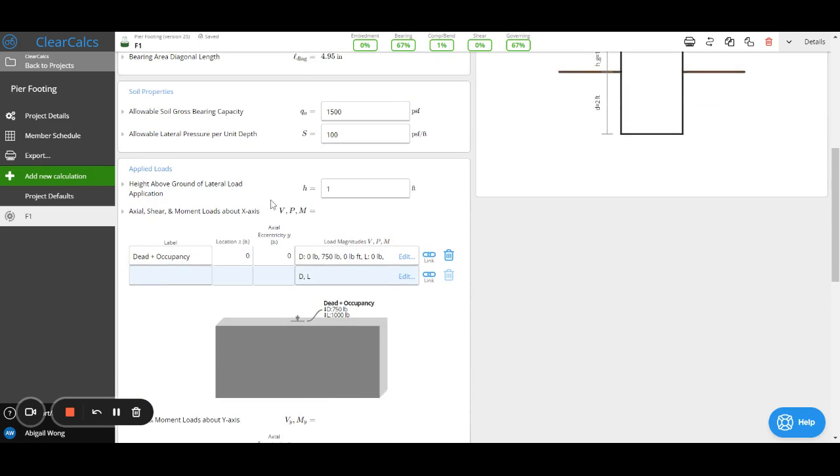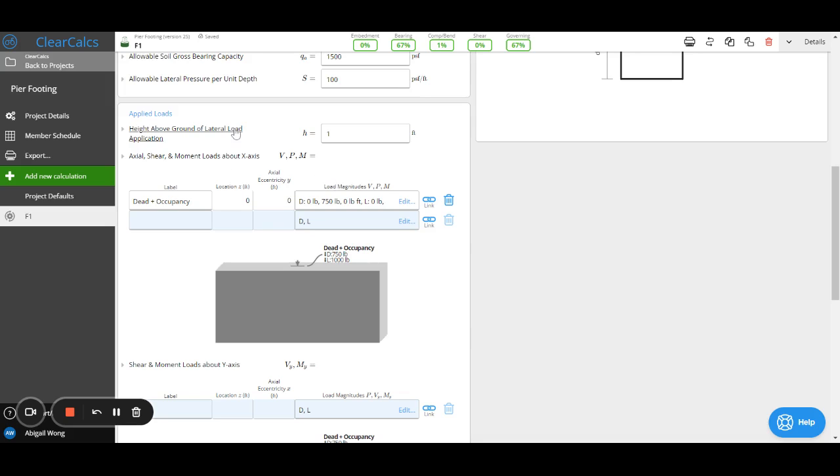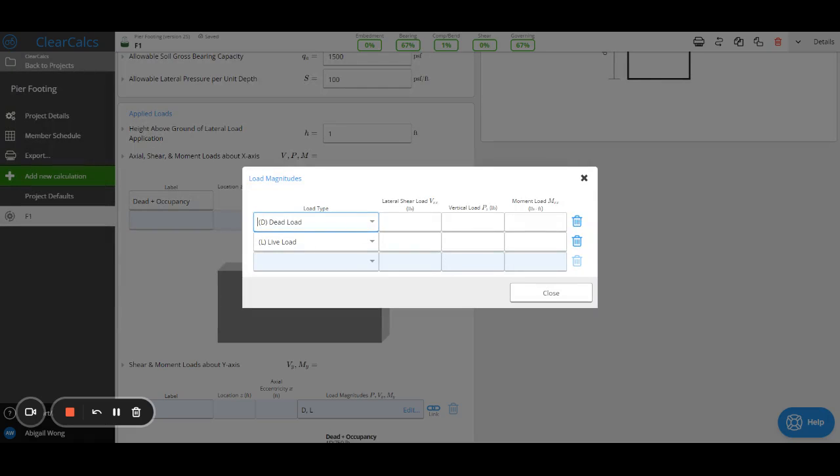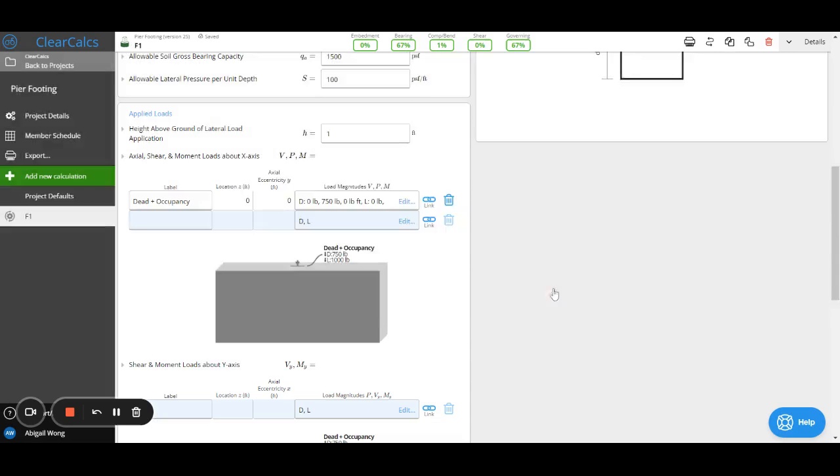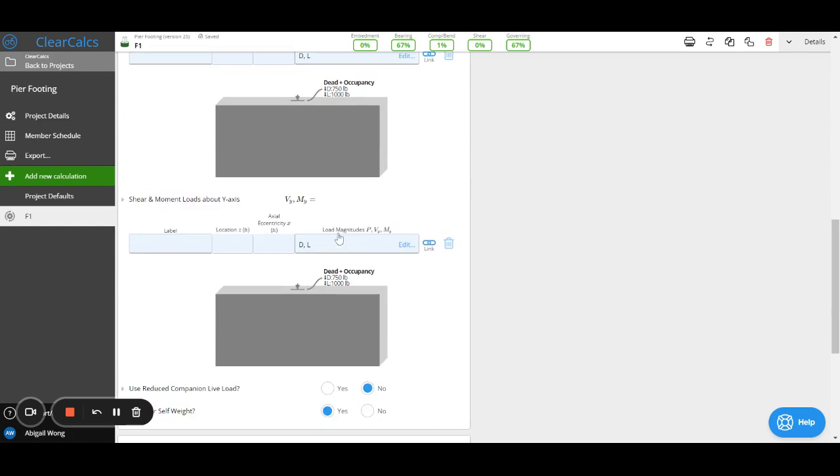Our last input is applied loads. The height above ground of lateral load application is applied to all of the lateral loads in the below table. It can be used for things like a deck where the lateral load is applied above ground surface. Within the table, you can define your lateral shear, vertical, or moment loads. This has tables in both of the X and Y directions.